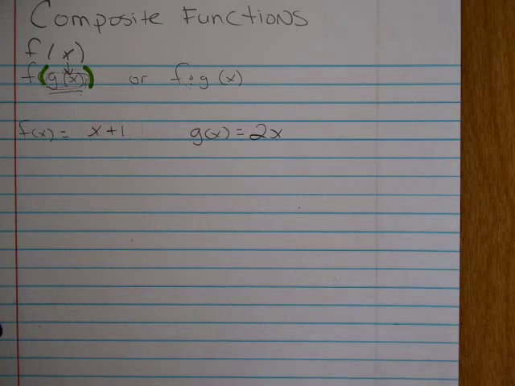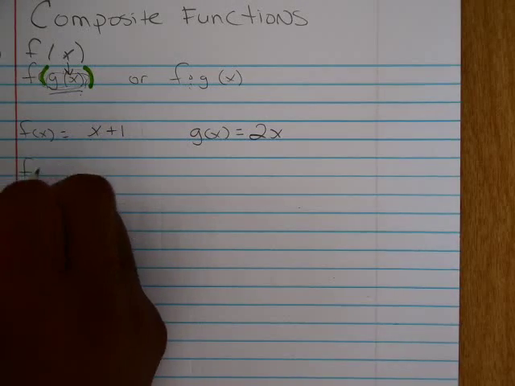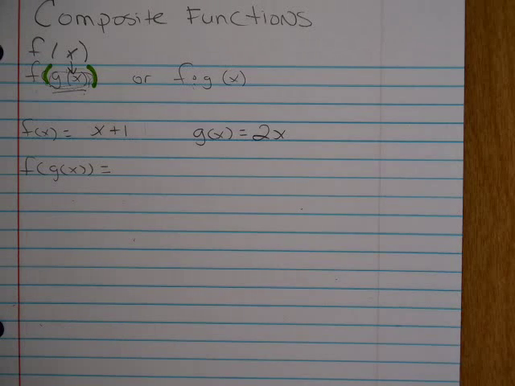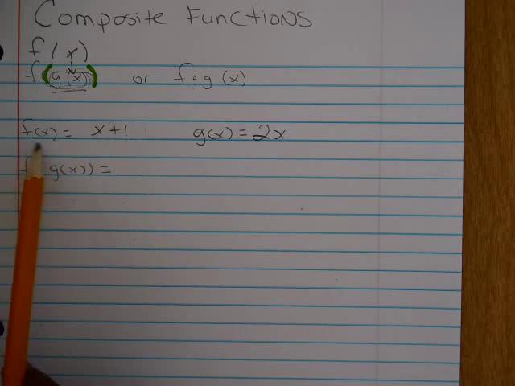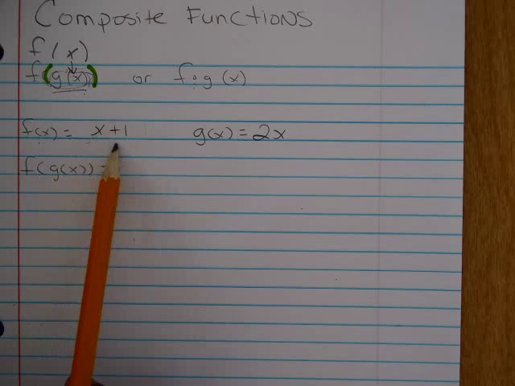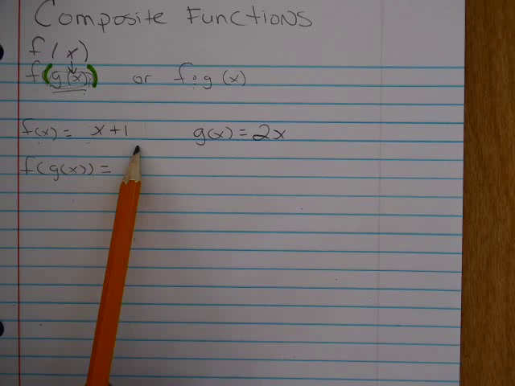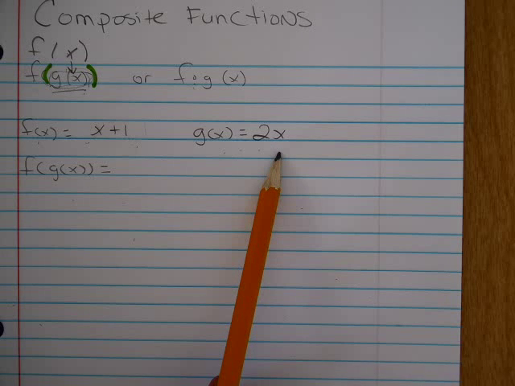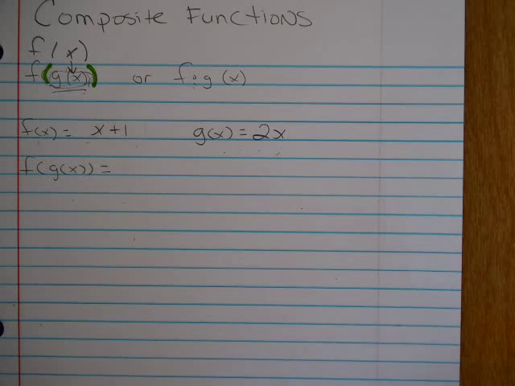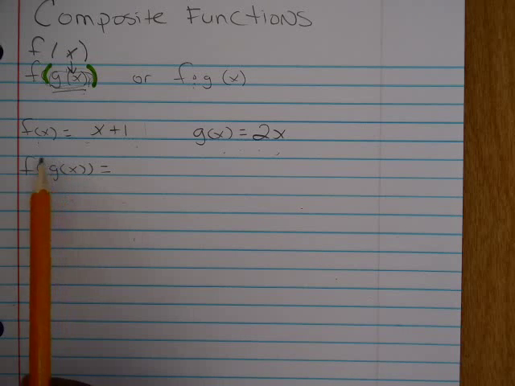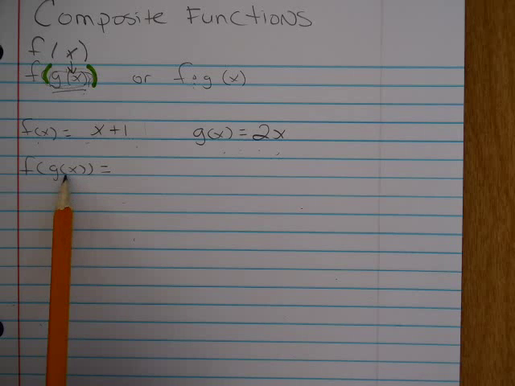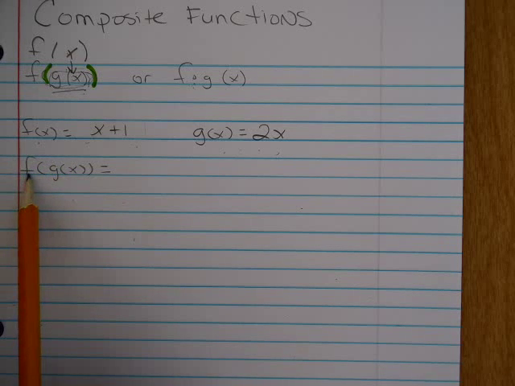So what we're going to do now is examine f of g of x and see what it is equal to. We have two functions, f of x, which is equal to x plus 1, and g of x, which is equal to 2x. Again, imagine that when simplifying and evaluating composite functions, it's a function that is the input of another function.